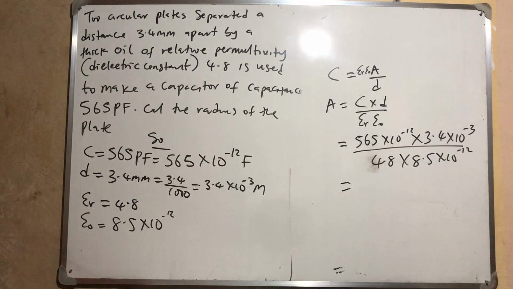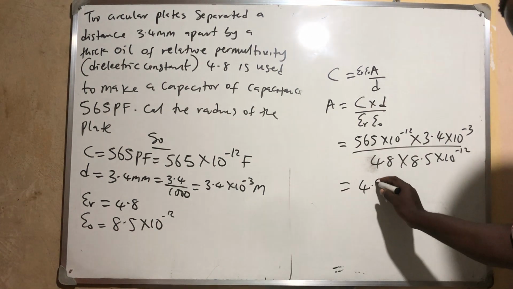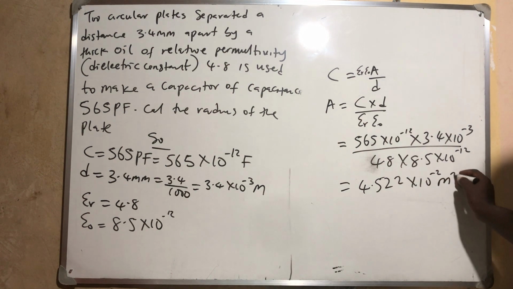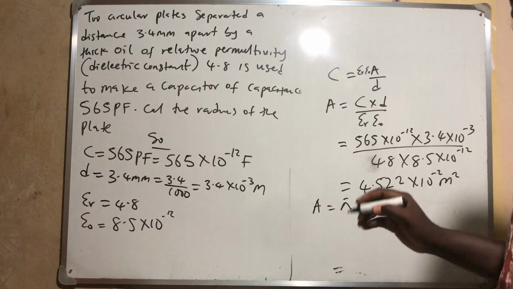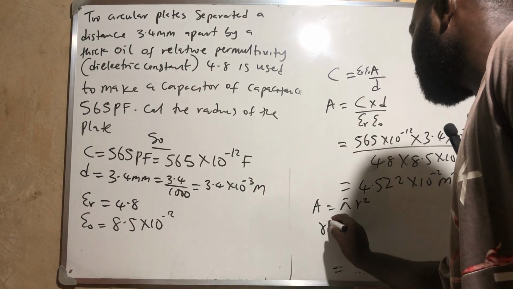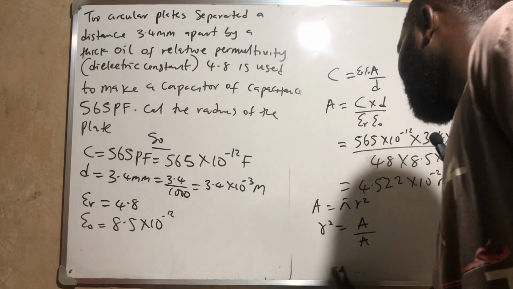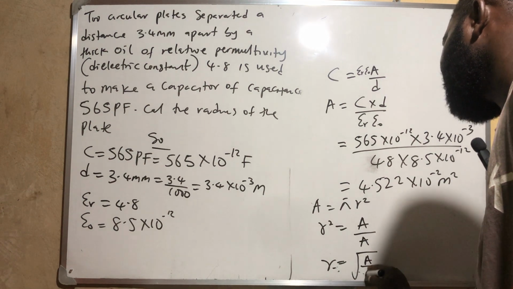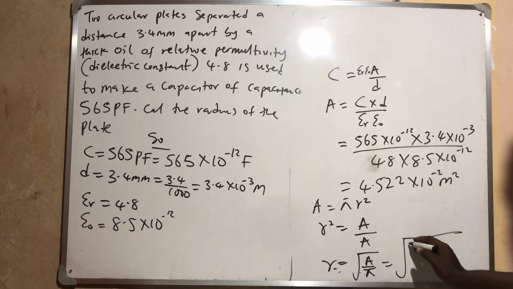So if you do that, you'll be getting that my area is 4.522 times 10 raised to power minus 2 in meters squared. But I know that area is equal to pi r squared. So what do I have? My r squared will now be what? Area divided by pi. So the r I'm looking for will now be the square root of area divided by pi, which is what? The square root of, what is my area?